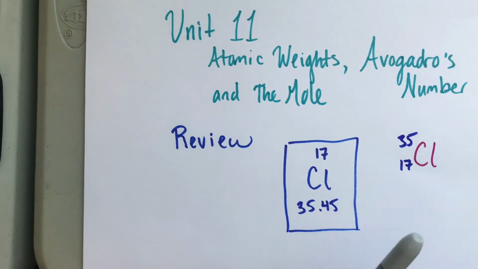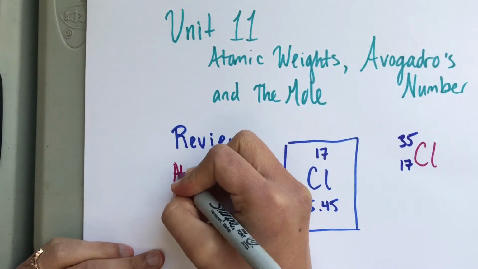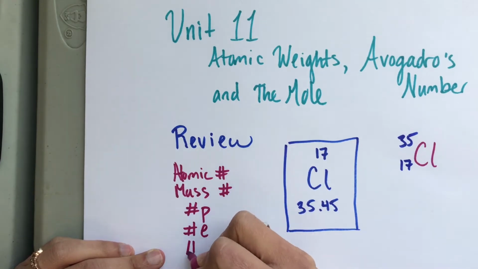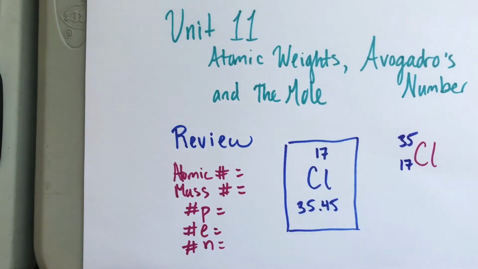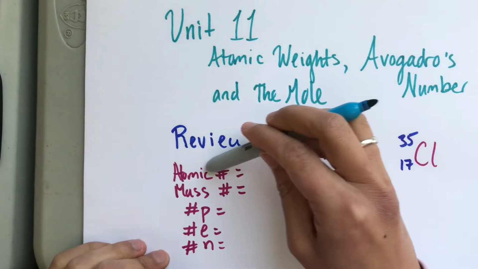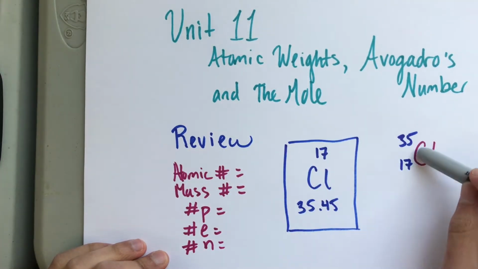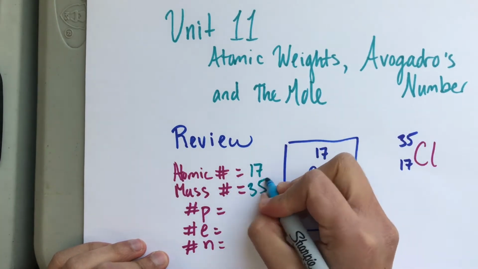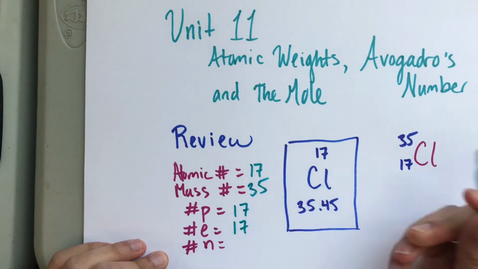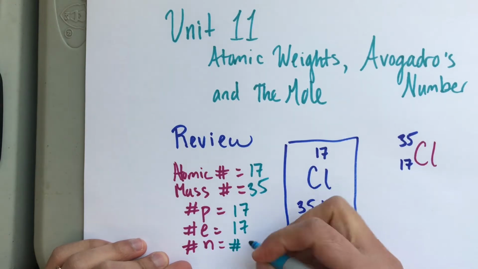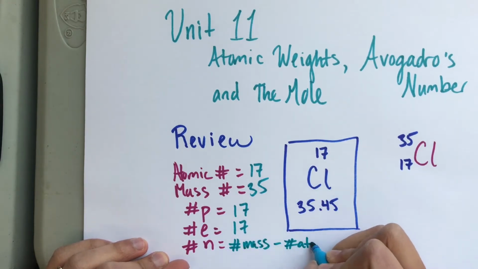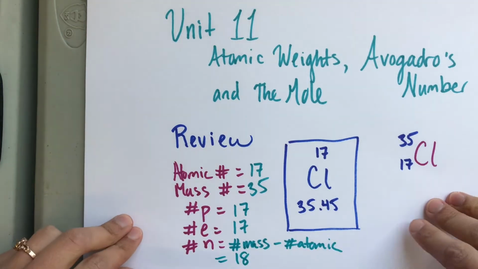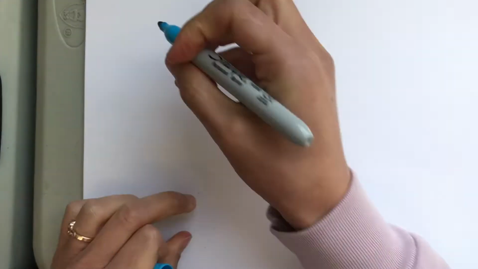If you recall, these numbers tell me a lot about the atom that we're looking at: the atomic number, the mass number, and the protons, electrons, and neutrons. For the atomic number, we can just look at the periodic table, that 17. The mass number is going to be that other number that we see, 35. Protons are related to the atomic number, and so are electrons, so those are both 17. The number of neutrons is the mass number minus the atomic number, so that'll be 18. Okay, that's just a quick review on how to do that.